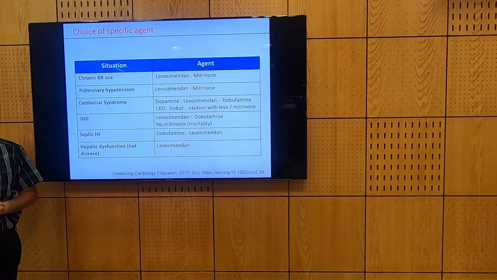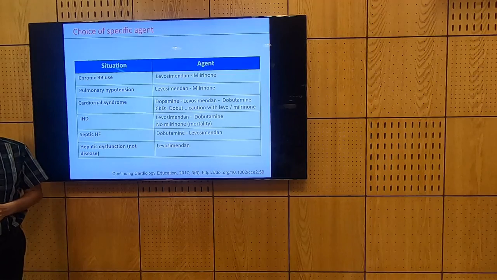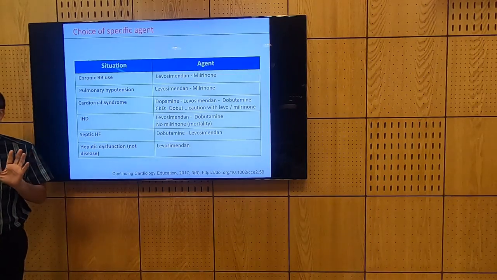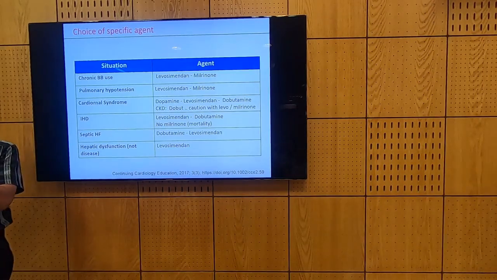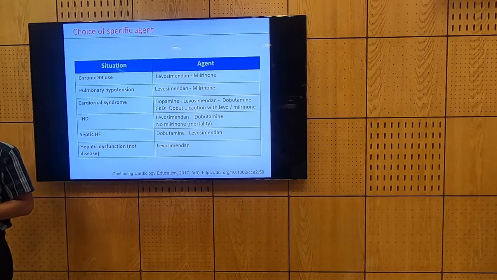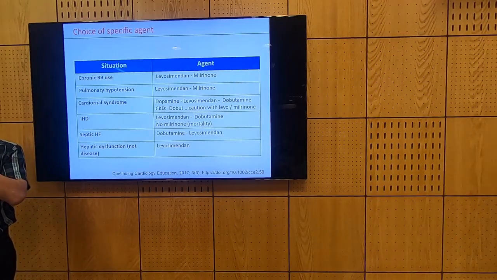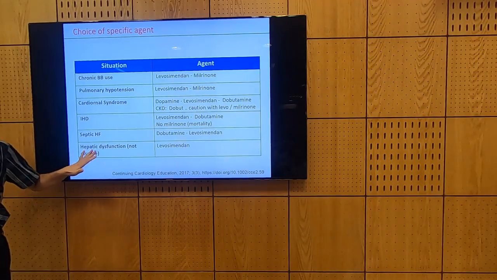And after fluid resuscitation for the sepsis and vasodilation, and the use of vasoconstrictive agent, the drug of choice here is levosimendan. In patients with hepatic dysfunction, not intrinsic liver disease. In heart failure patients, they have two forms of hepatic dysfunction. One at the level of biliary function, manifested by cholestasis, which is increased bilirubin. And another type related to hepatic perfusion, manifested by increased transaminase. So we have two forms of hepatic dysfunction in patients with heart failure, not intrinsic chronic liver disease.